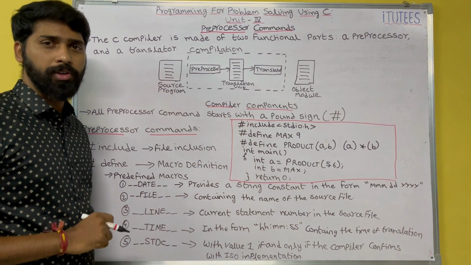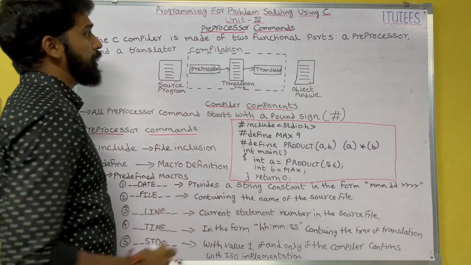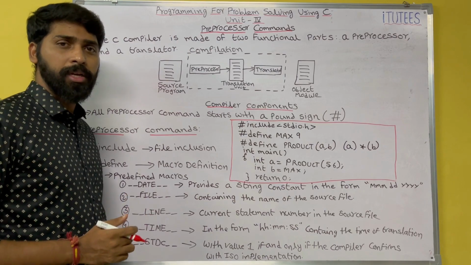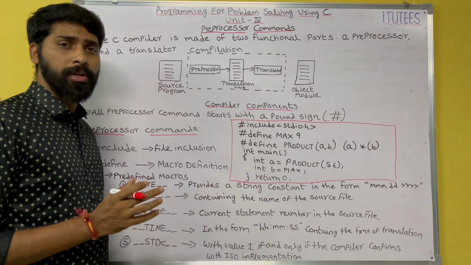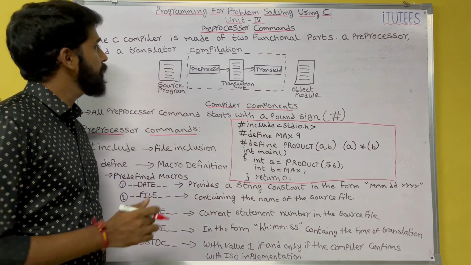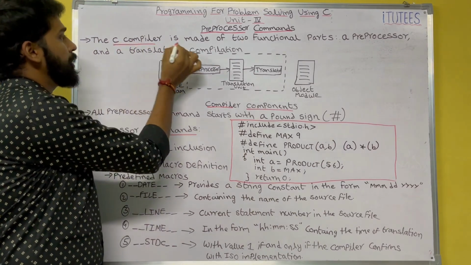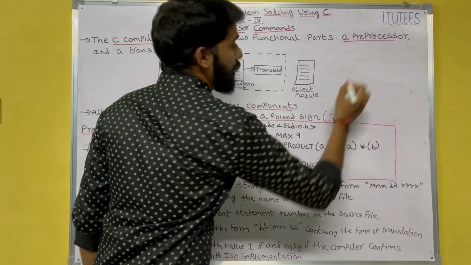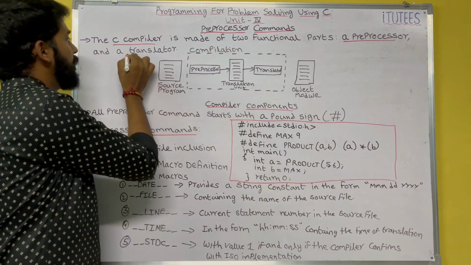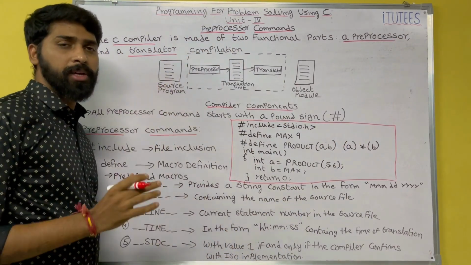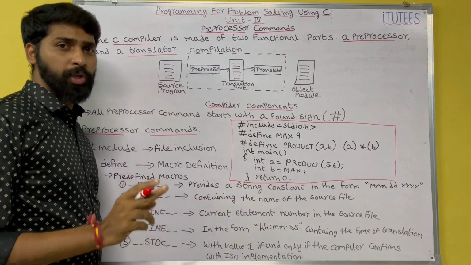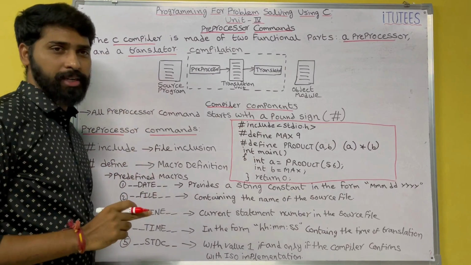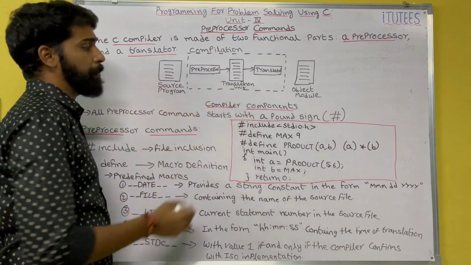In this class we are going to learn about preprocessor commands. Before discussing preprocessor commands, we are going to discuss how a C program is compiled. The C compiler is made of two functional parts: one is a preprocessor and the second one is a translator. These are the compiler components.